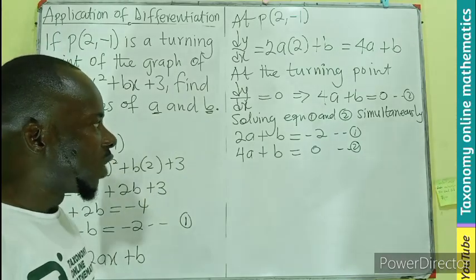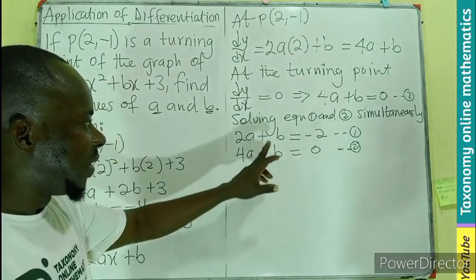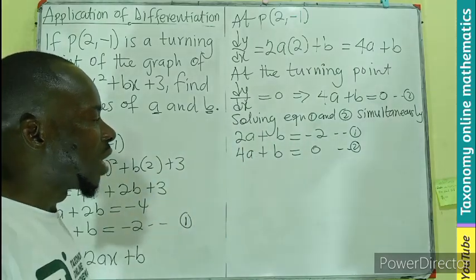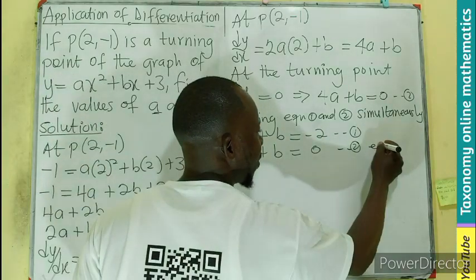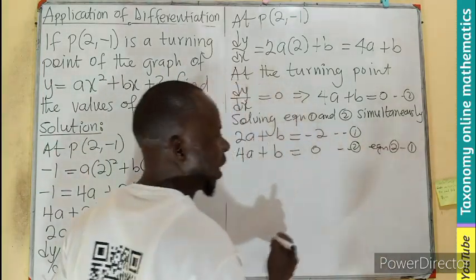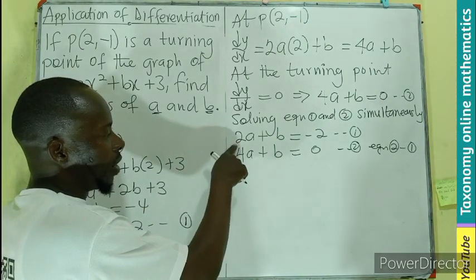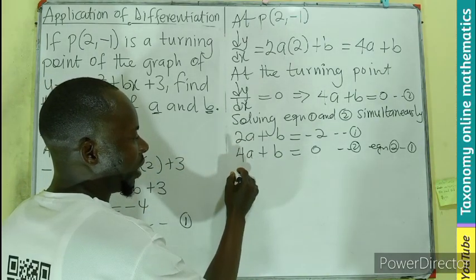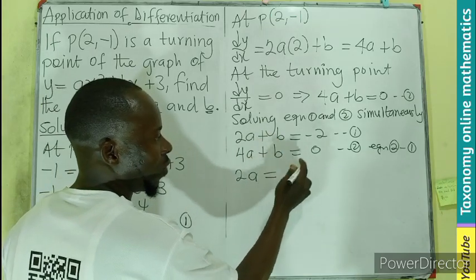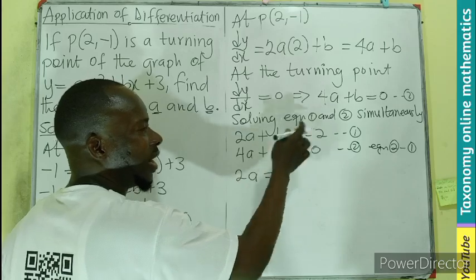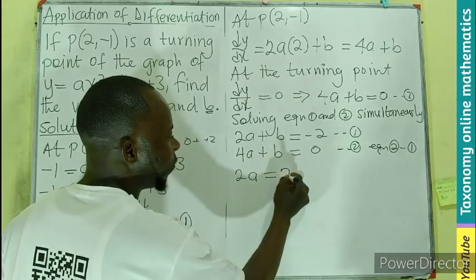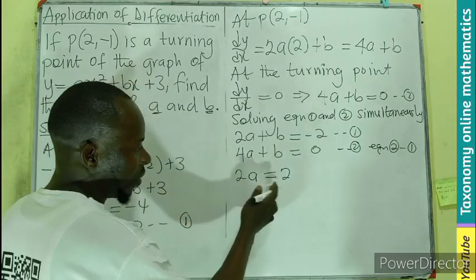So solving equation 2 and 1 simultaneously, I see the same coefficient of b. So I'll perform elimination of b by subtraction. So I'll be having equation 2 minus equation 1. So 4a minus 2a gives me 2a. b minus b gives me 0, equals 0 minus -2. That will be 0 minus minus 2, so positive. So I have 2.